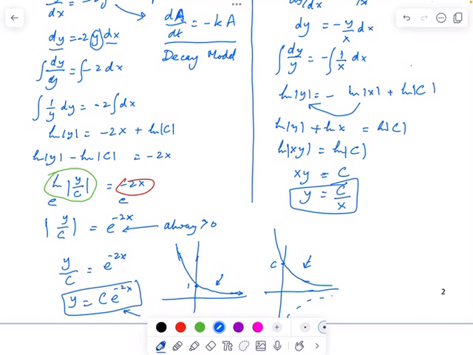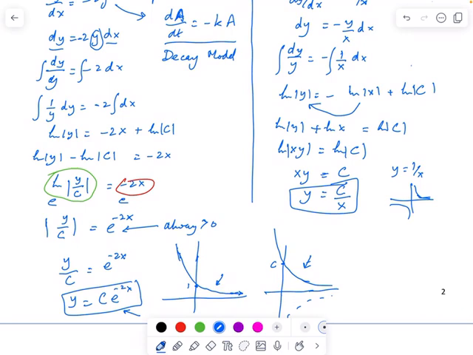Now if you try to graph this function, for example, the simplest one will be y is equal to 1 over x, which, if you recall, is a piece here and a piece here, something like a hyperbola. And then if we have different values of c, you can see how it will change.